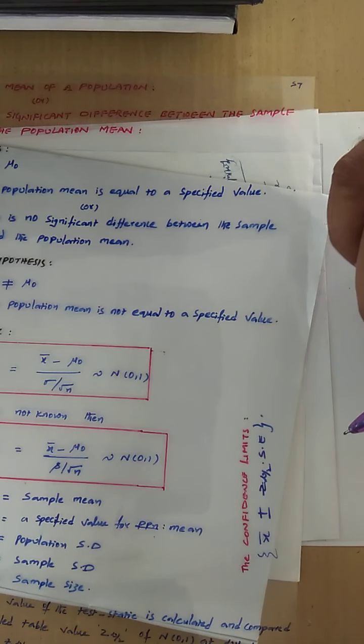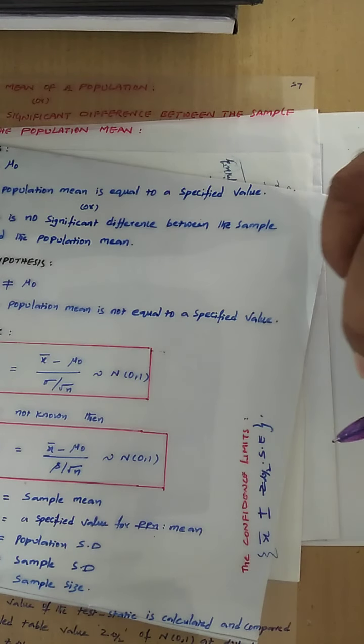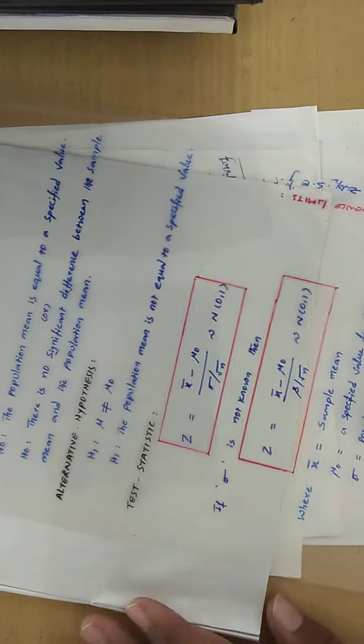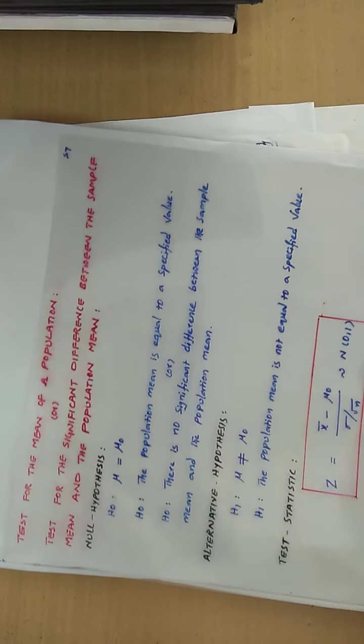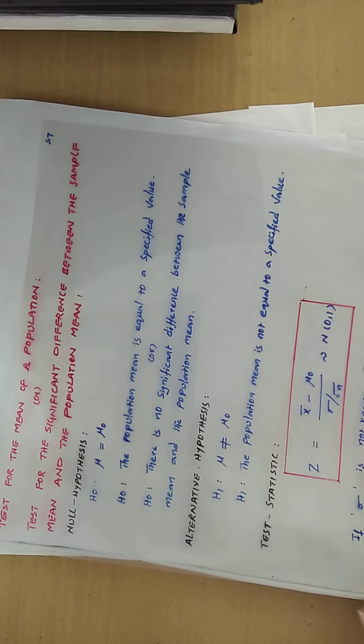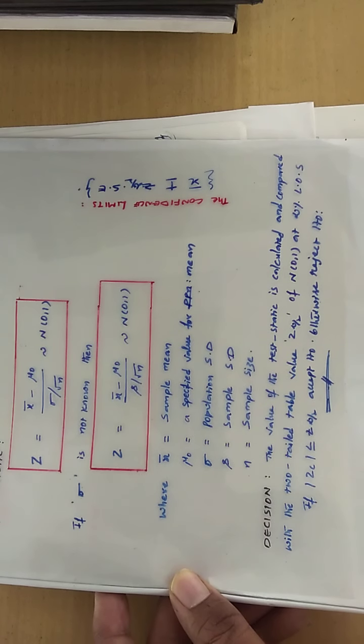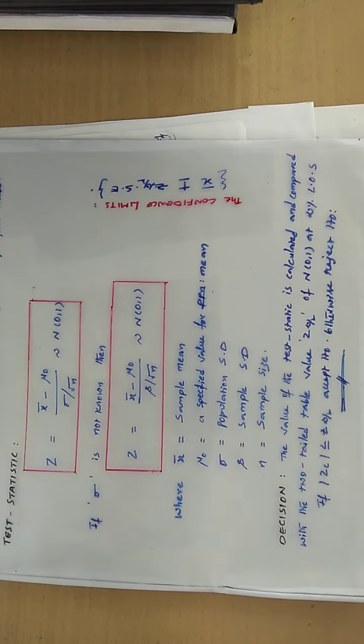So in the problem they may add a small bit: find the confidence limits of the population mean. Like that you can calculate. This is the testing procedure for the population mean. It is a very, very simple method. If you do one or two problems, then you will understand that easiness. Okay, let us go for problems.